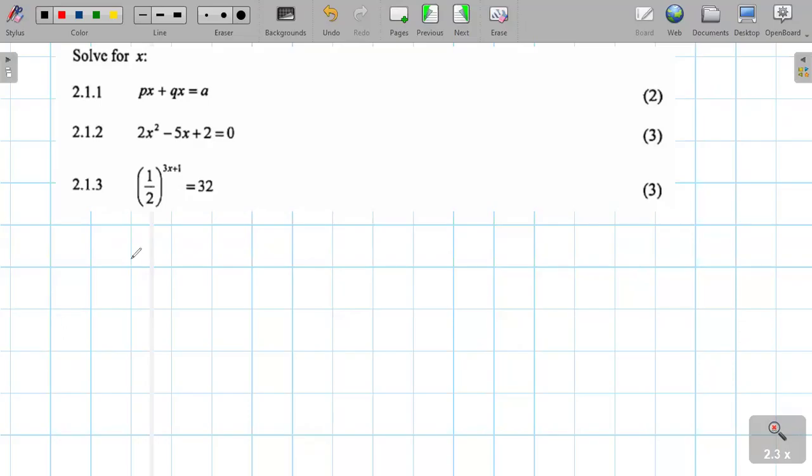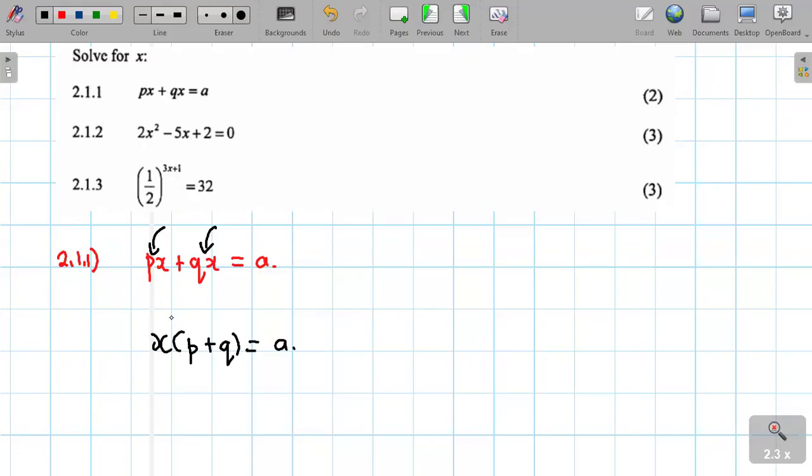Let's look at the first one. Solve for x. How do we solve for x? I'm given, let me write it down, 2.1.1: Px plus Qx equals A. But I'm looking for x. What do I have? I have x here and another x here. I can take x as a common factor. So I'm going to have x times (P plus Q) equals A.